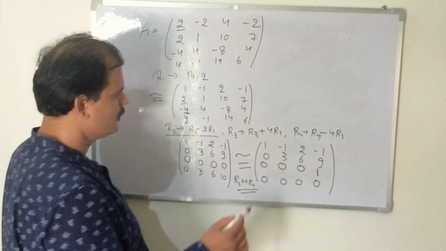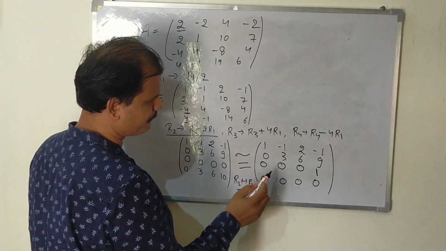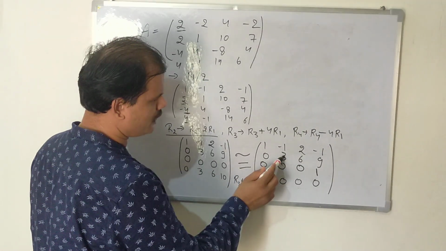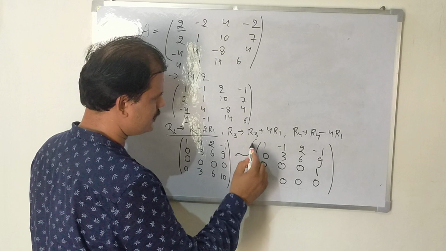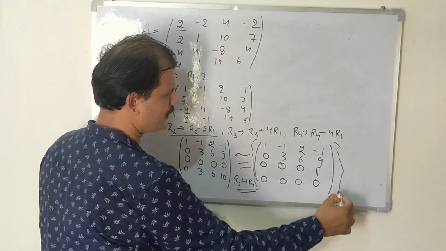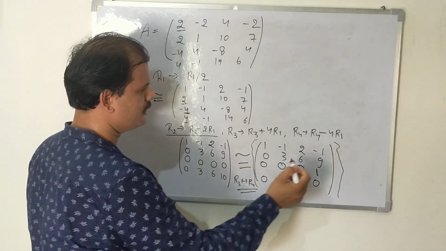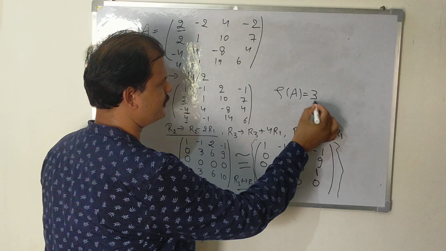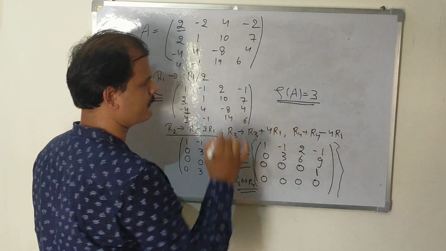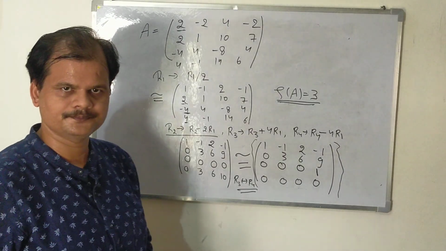So now what we can do, this is the row echelon form. Because if you make this 0 now, this will become non-zero, so there is no use. So this is your echelon form, and the number of non-zero rows is 3. So we say the rank of the given matrix is 3.